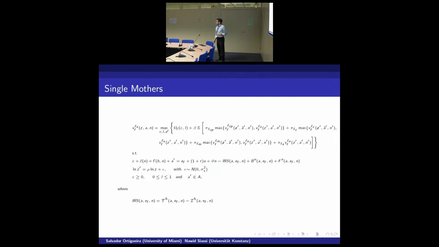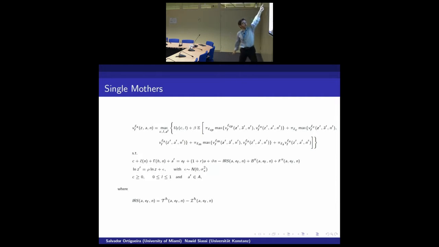Now, go to the model. Single mothers. This is the problem solved by single mothers. You are going to see a bunch of value functions there. This is a Bellman equation for single mothers. You are going to see a lot of value functions because they have to make many decisions. They have to make decisions on labor supply, on consumption, on savings, and whether or not to accept a cohabiting proposal in case they get one, whether or not to accept a marriage proposal in case they have one.